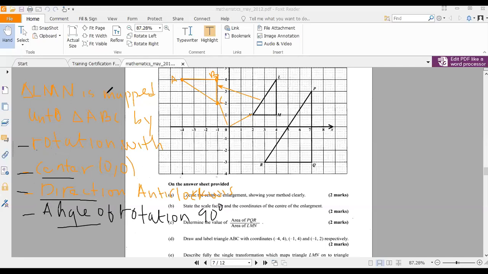Any questions so far? All right, so this is the end of our question 6. You see how far we have come, from question 11 to question 6.